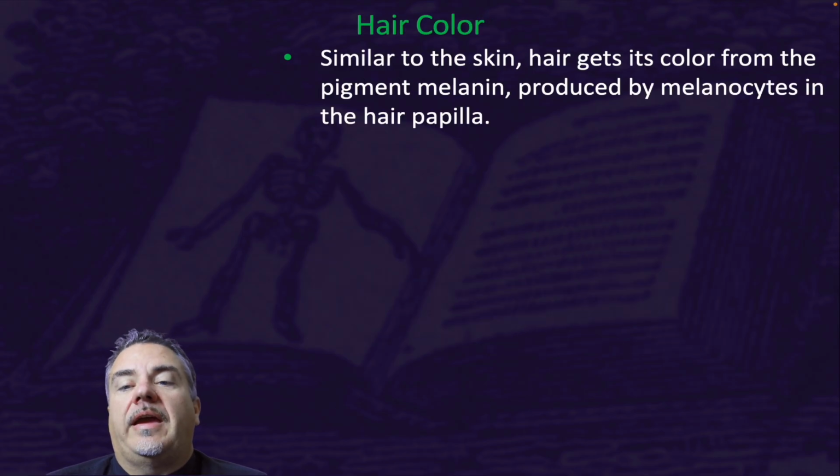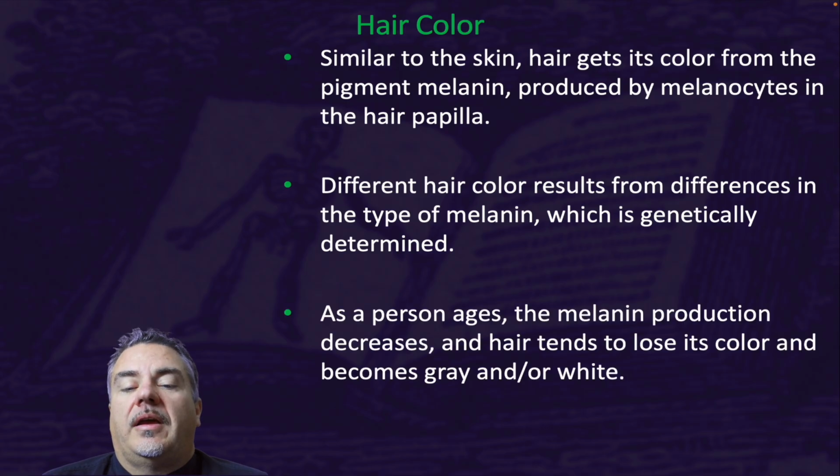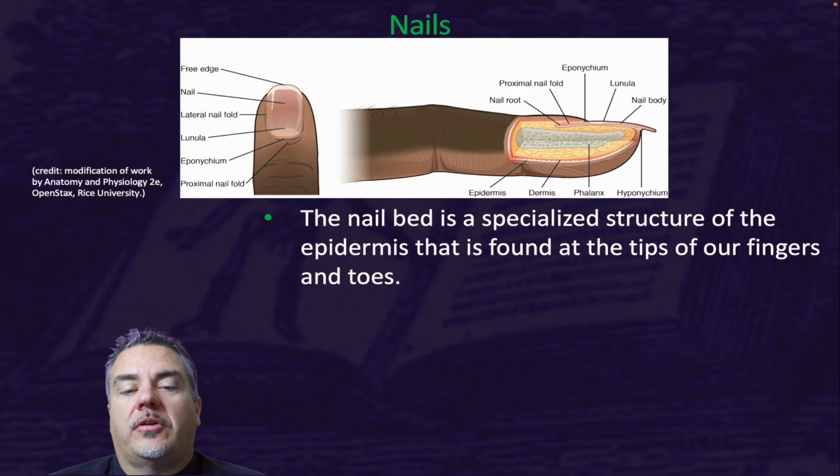Similar to the skin, hair gets its color from the pigment melanin, produced by melanocytes in the hair papilla. Different hair color results from differences in the types of melanin, which is genetically determined. As a person ages, the melanin production decreases, and the hair tends to lose its color and become gray and/or white.